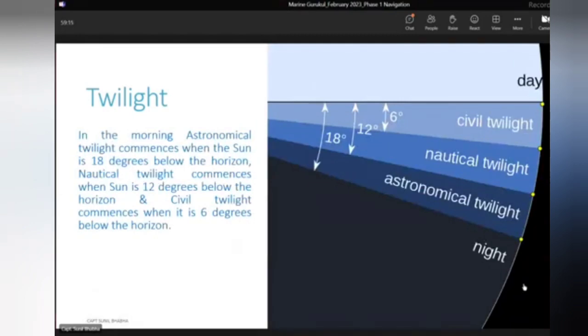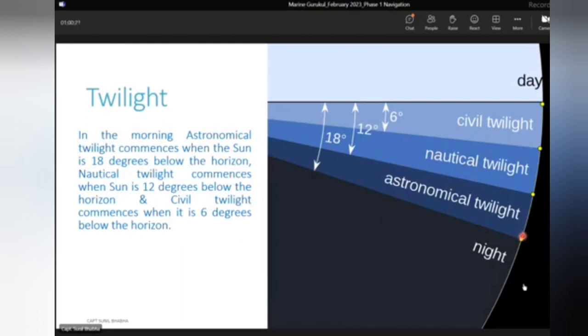Now we have zoomed into the right side portion of the diagram depicting the sunrise. Now you see the sun is at this instant at a particular time. As the sun approaches our horizon, right now it is night, it is totally dark. We are not receiving any light from the sun. When the sun reaches this particular point, which is 18 degrees below the horizon, you can see the angle mentioned here. This is the instant when the astronomical twilight commences, and we are able to receive some light, though very, very little, from the sun.